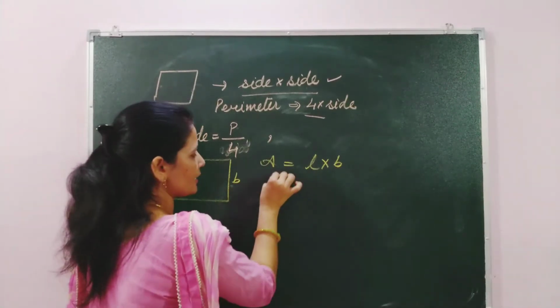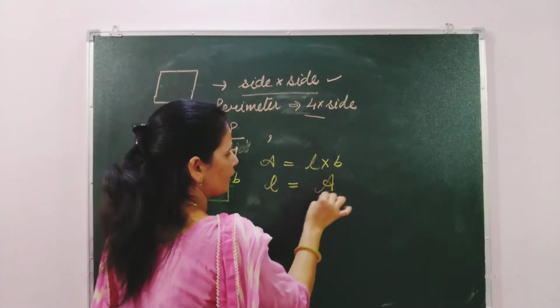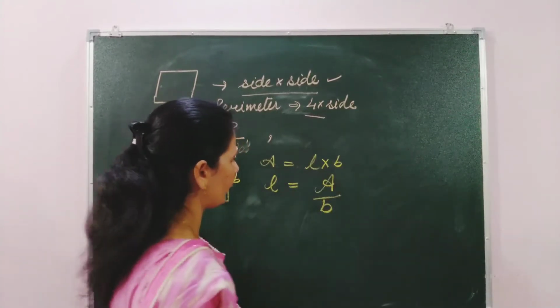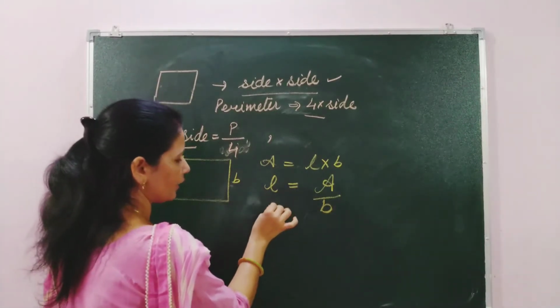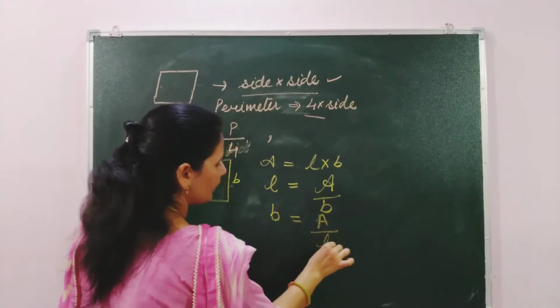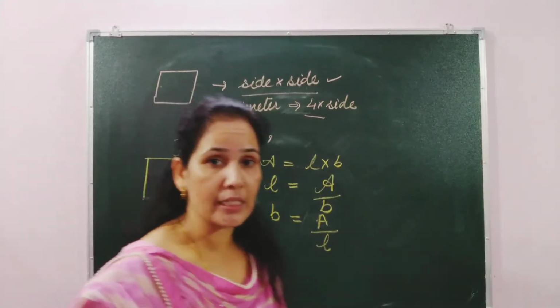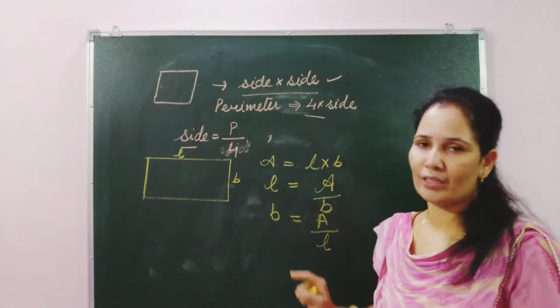Students, if the area is given and we have to find out the length, then area divide by breadth. Area divide by breadth, then easily we can find out the length. If we have to find out the breadth, then area divide by length. Okay students, area divide by length. So from one formula we have generated two other formulas.